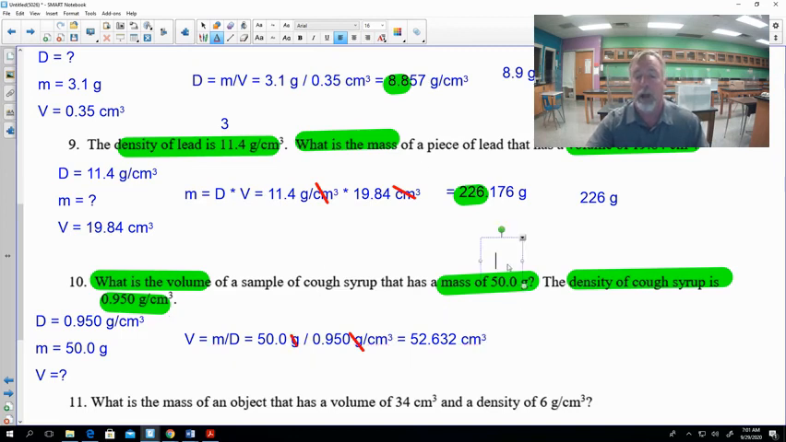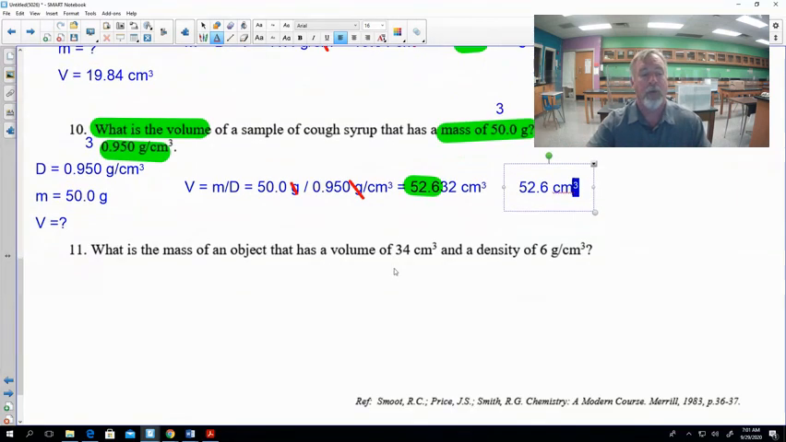How many sig figs are we allowed? We got 3 here, we got 3 here, so we're allowed 3 in our answer. There's our 3 sig figs. Look at the next digit. That 3 tells you to round down. So our answer is going to be simply 52.6 centimeters cubed.